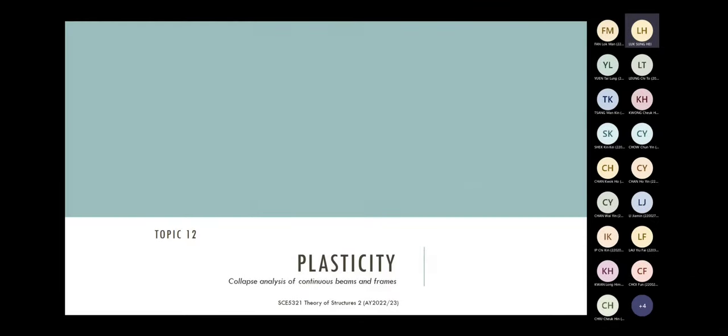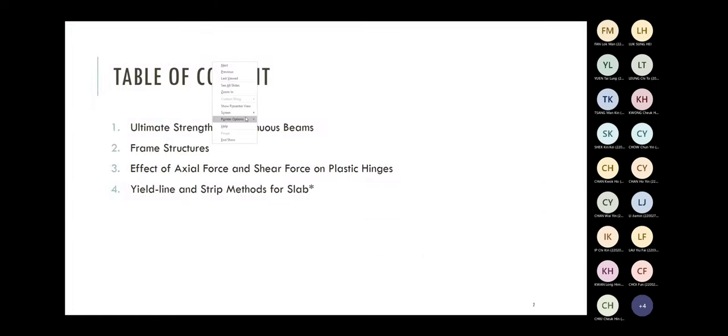Topic 12 is also the last chapter for this module. We will continue to discuss how to apply our upper bound theorem to more complicated structures like a continuous beam and a rigid frame. Today's arrangement of this chapter: I will first discuss how to deal with a continuous beam using the upper bound theorem, and then talk about frame structures with different configurations.